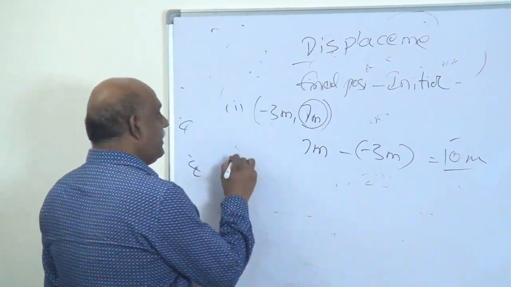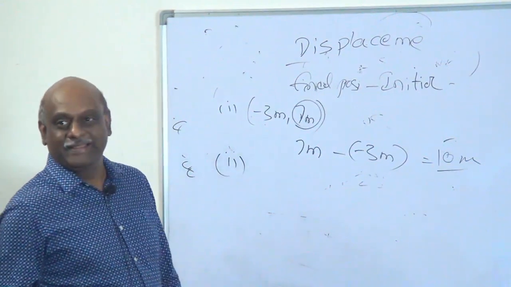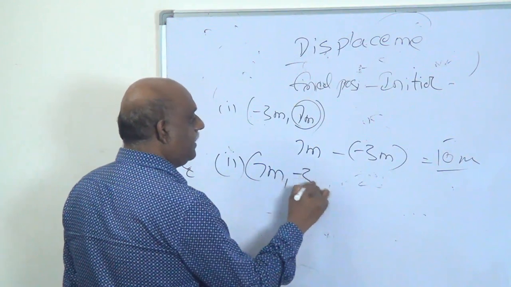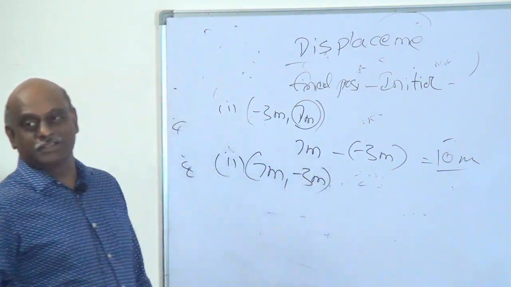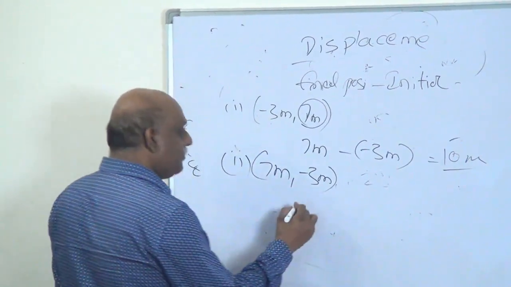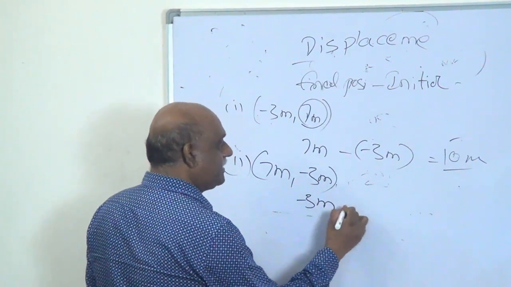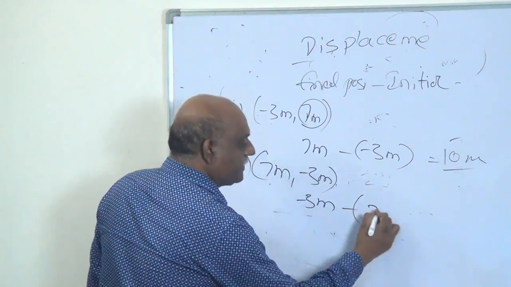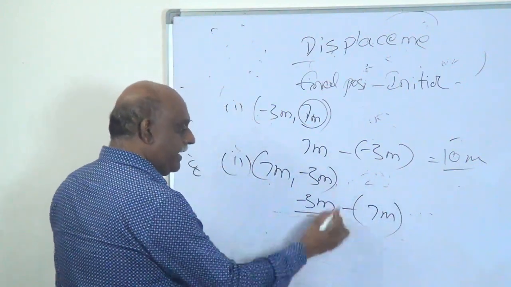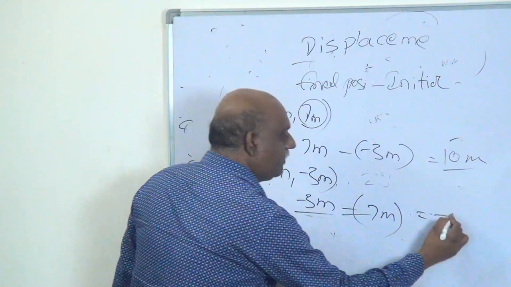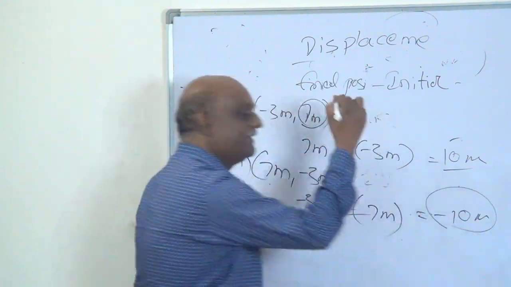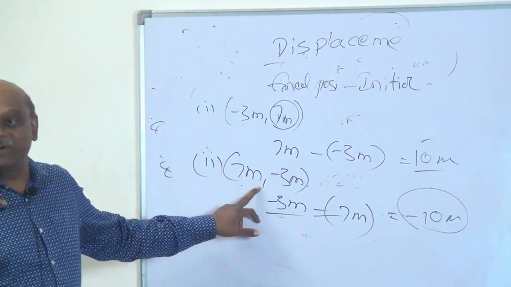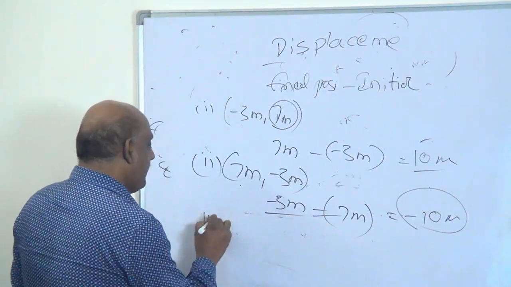And what is the second situation? 7 meters comma 3 meters. So yahan final position kya hai bolo? 3 meters minus 7 meters. So 3 minus 7 is equal to minus 10 meters. Yahan mil gaya aapko answer. This is the displacement which has got a negative value. Then what is the third position?